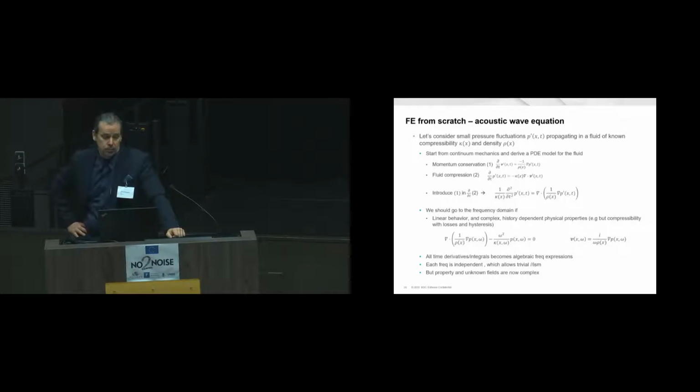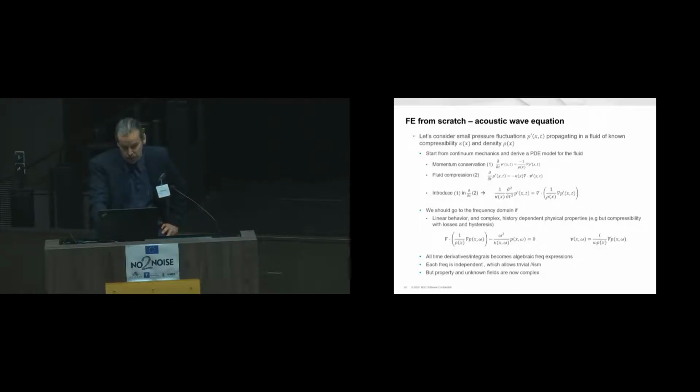Should we go to the frequency domain? Well, not necessarily. We could solve this in the time domain, but if we have history-dependent physical properties, for example here, a compressibility that includes some losses, some hysteresis, then we probably gain from going to the frequency domain. Another example is all the equivalent fluid models you have seen yesterday. They all have very frequency-dependent properties because they basically use a simplified model to represent something very complex, where a lot of history between the fluid and the skeleton has been eliminated. So basically, as soon as you have damping or complex frequency dependence, you go to the frequency domain.